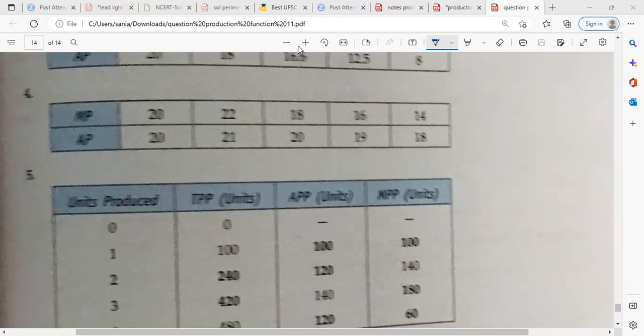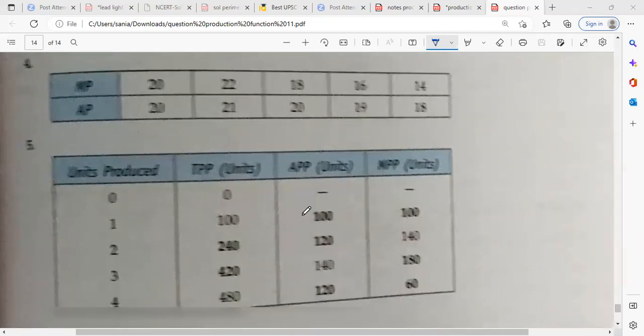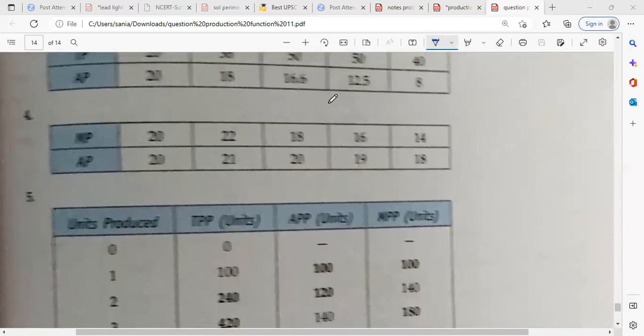Those who did the fourth one, is it correct for you people? Yes, ma'am. Ma'am, in that AP, the first one also we write as 20? It's your choice. You can either write 20 or you can write dash. But never write 0. You have two choices, go for 20 or go for dash, but never go for this.